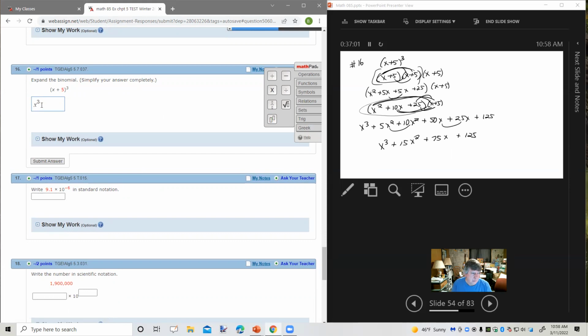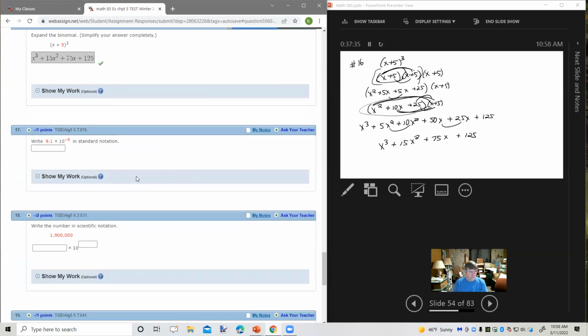So x cubed plus 15x squared plus 75x plus 125. Let's see. x cubed plus 15x squared plus 75x plus 125. Okay.